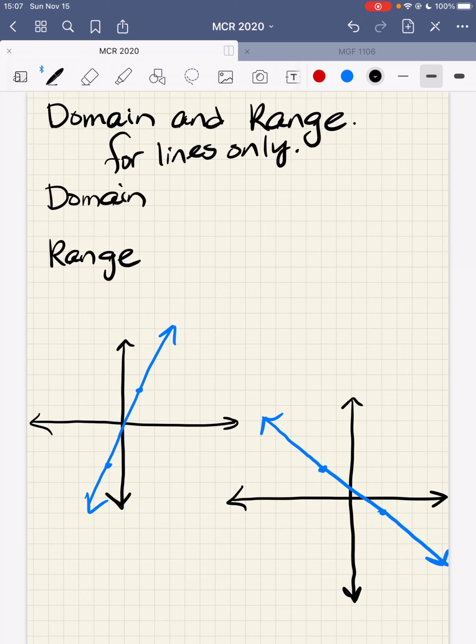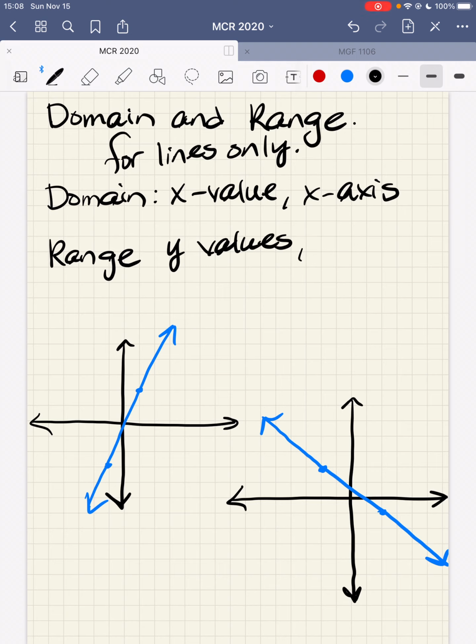So when we talk about the domain of a graph, we're referring to the x values, how much of the x-axis is covered by a graph, okay? For range, these are going to be y values, and how much the graph covers the y-axis, okay?